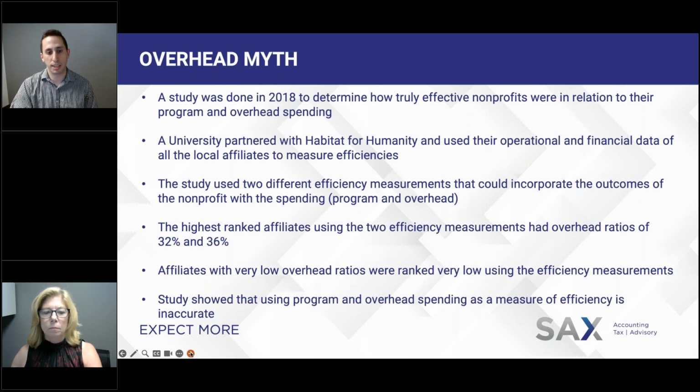So in the end, what the study showed is that this whole idea of overhead spending as the end-all be-all to make donation strategies is incredibly inaccurate. This is not measuring efficiency. All it's really doing in the end is creating greater inefficiencies.